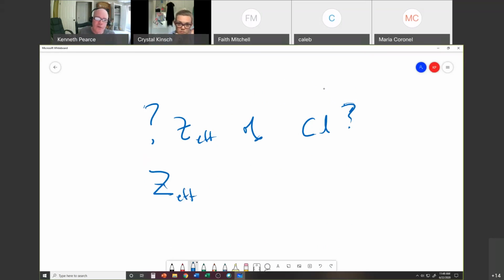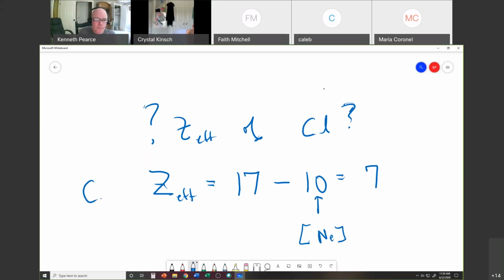You take the number of electrons of chlorine. Chlorine is 17 electrons because it's element number 17. And you subtract off the previous shell, which is 10. And Z effective is 7. Where did I get that 10? That's neon. So Z effective of chlorine is 17 minus 10, which is 7.